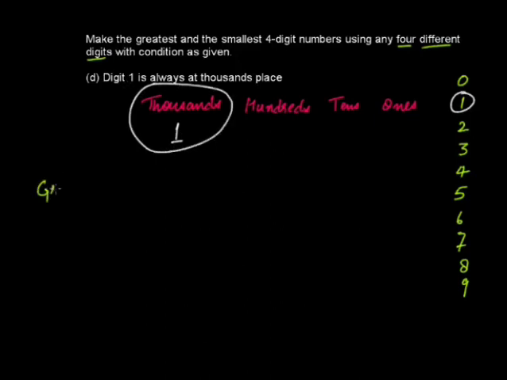Greatest. One will be here because it's fixed. Now we have to form the greatest number. Therefore, we'll look for the greatest digit. Which is the greatest digit among these digits? Of course, 9. So write 9 here. Which is the next one? Of course, 8. Which is the next one? Of course, 7. So the number is 1987.